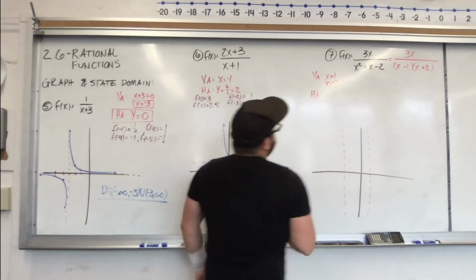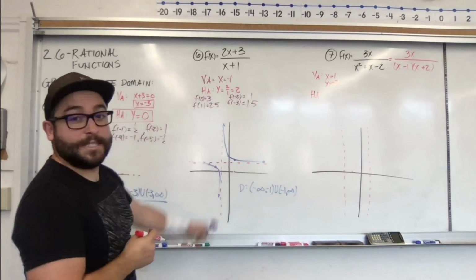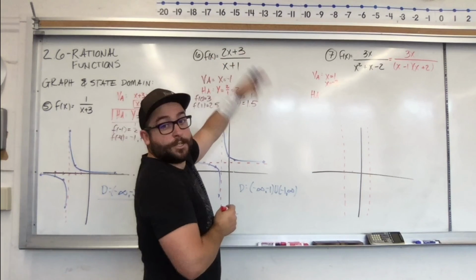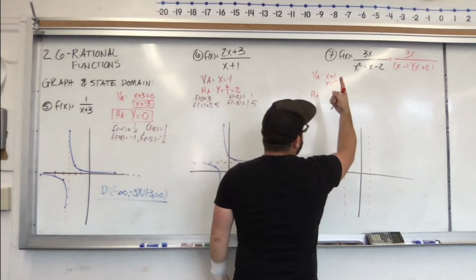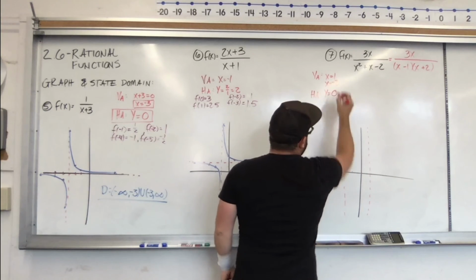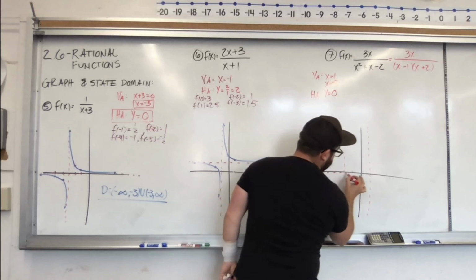Next on our list, horizontal asymptote. This one's nice and easy. Degree up top is 1, degree down below is 2, degree up top is larger. By default, that's y equals 0, or just our x-axis.